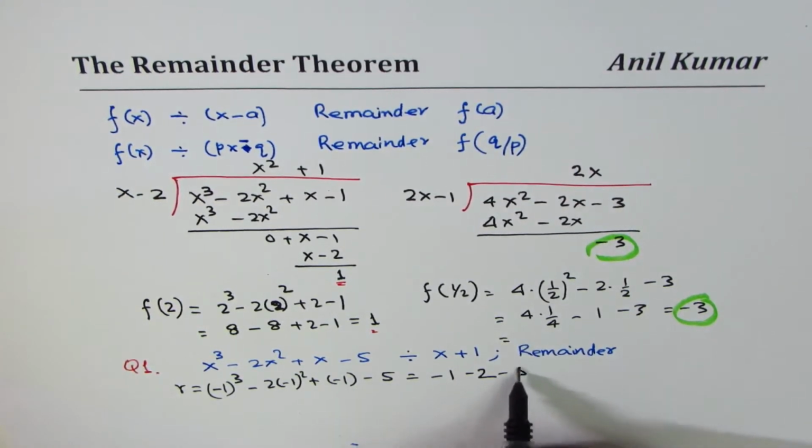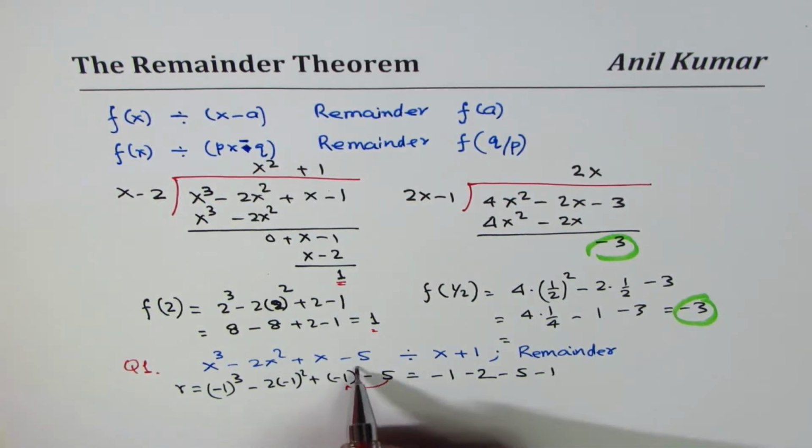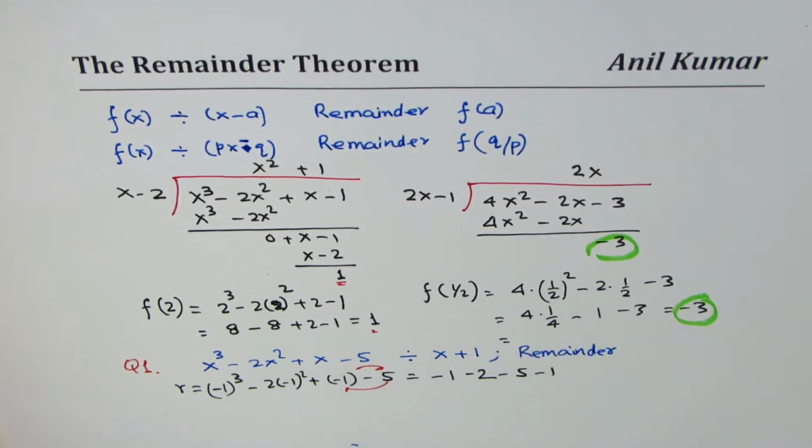Here we have minus 5, and then, I'm sorry, I missed this minus 1. Let me rewrite. So I just swapped these positions. I wrote here and there. I first wrote minus 5.